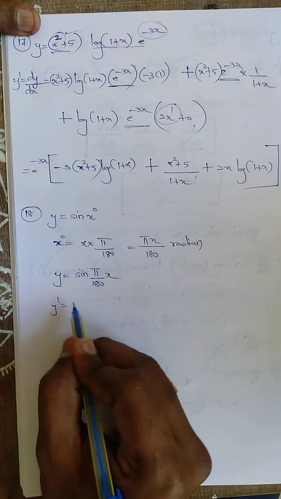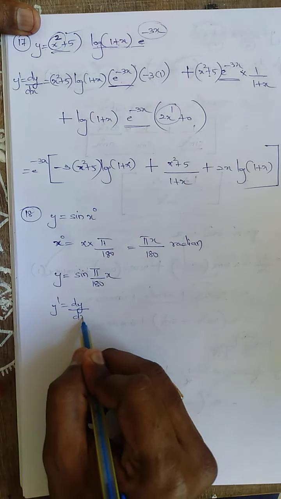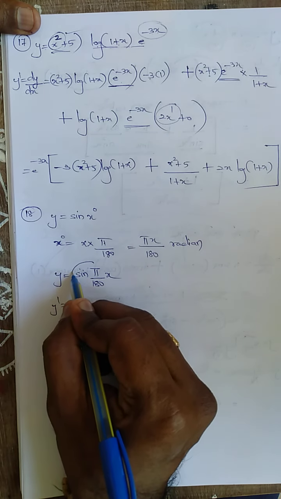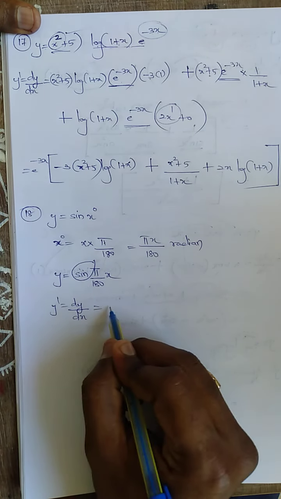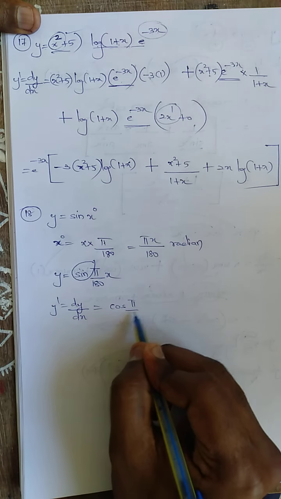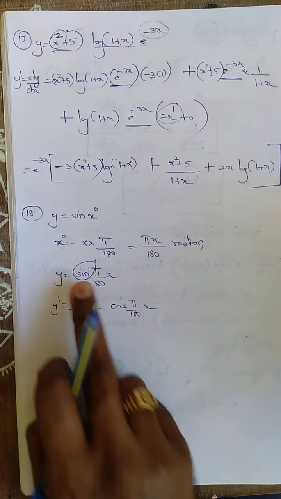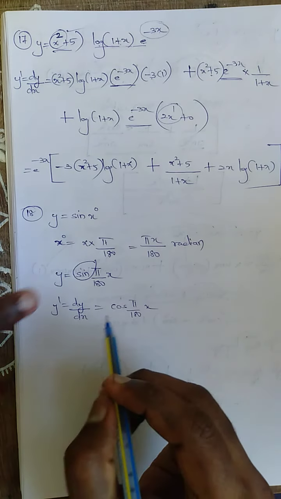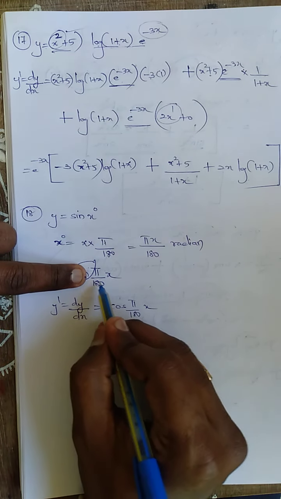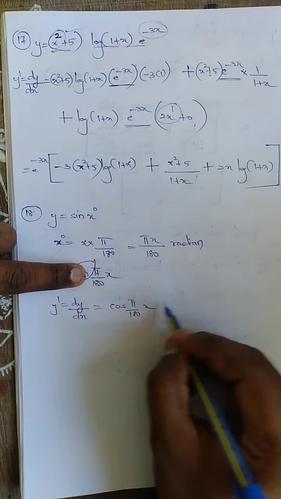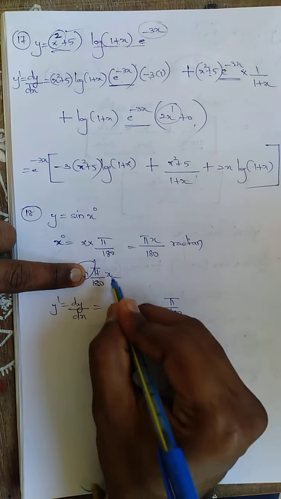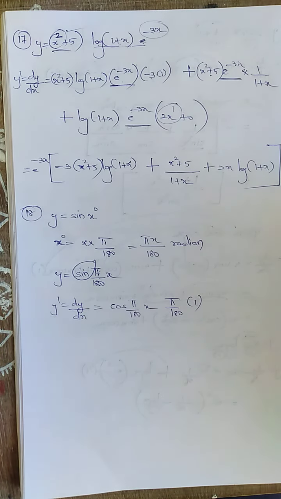So right now y is equal to sine of pi by 180 into x. Y differentiate is y dash, otherwise dy by dx. First differentiate of sine. You know sine differentiates to cos. So write cos pi by 180 into x. Very, very important: sine differentiate is cos. Sine differentiation is over. Pi by 180 is a constant, write pi by 180. X differentiate is 1.